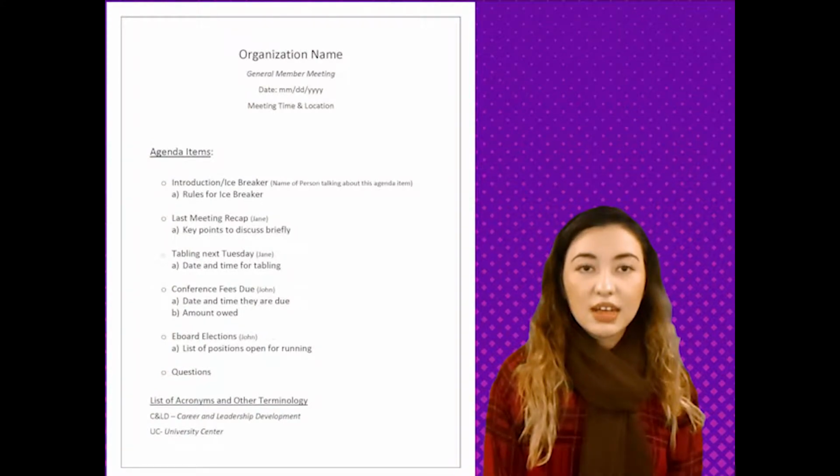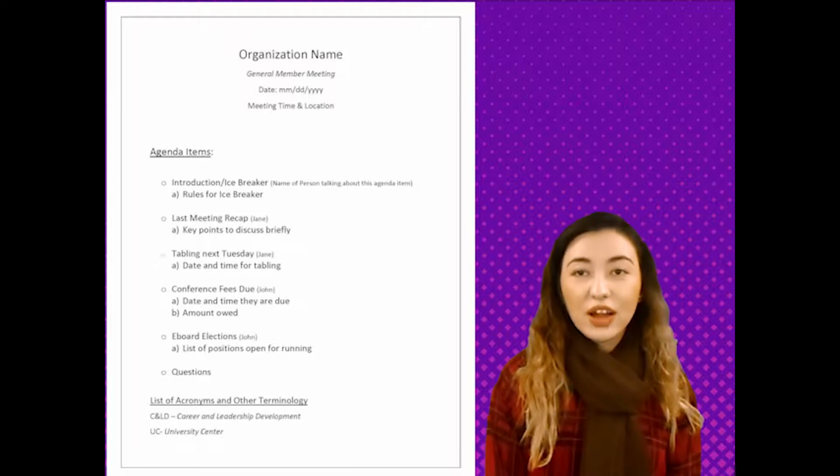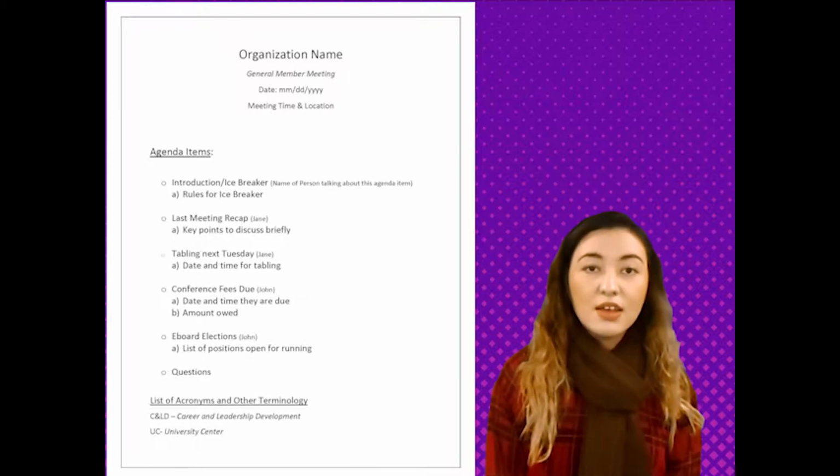Consider using the agenda as an educational and calendar tool. Are there deadlines approaching? List them. Are there acronyms everyone is using? Spell them out on the agenda. These are all simple ways to keep the new members in the loop and all members up to date.